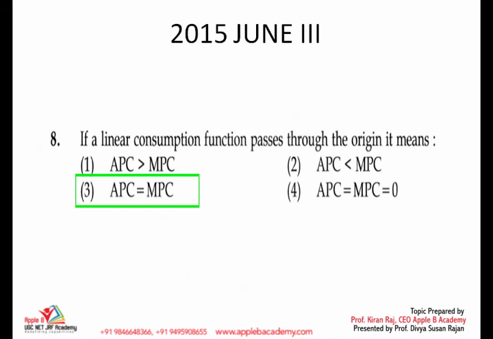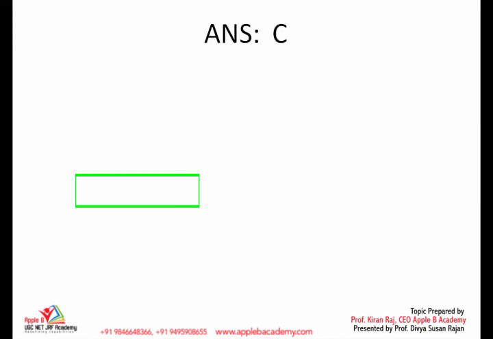2015, June, paper 3. If a linear consumption function passes through the origin, it means: number 1, APC is greater than MPC; number 2, APC is less than MPC; number 3, APC is equal to MPC; and number 4, APC is equal to MPC is equal to 0. Now, when the consumption function passes through the origin, it means APC is equal to MPC.